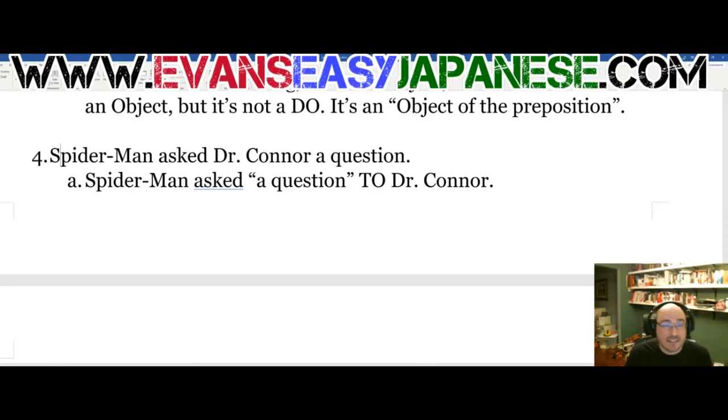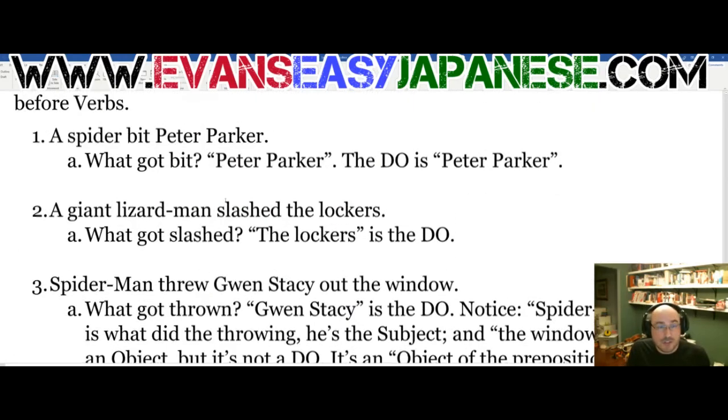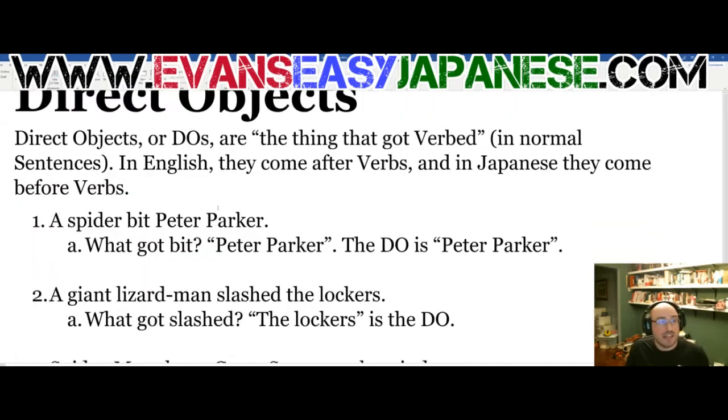Okay, he asked a question to Dr. Connor. If we switch Dr. Connor and a question, it becomes very apparent that we have an object of the preposition. Spider-Man asked a question to Dr. Connor. All right, let's talk about the direct object a little bit more in Japanese. This is how we identify them in English, and that's going to help you with your Japanese, okay? I mean, knowing how all this works in English is going to help you in your Japanese.